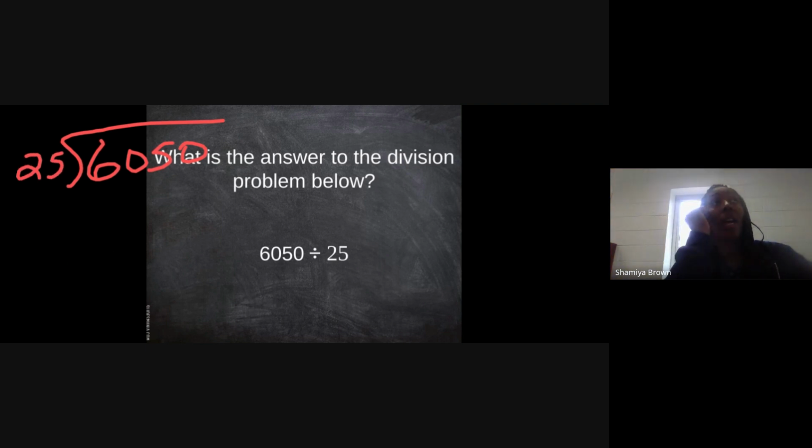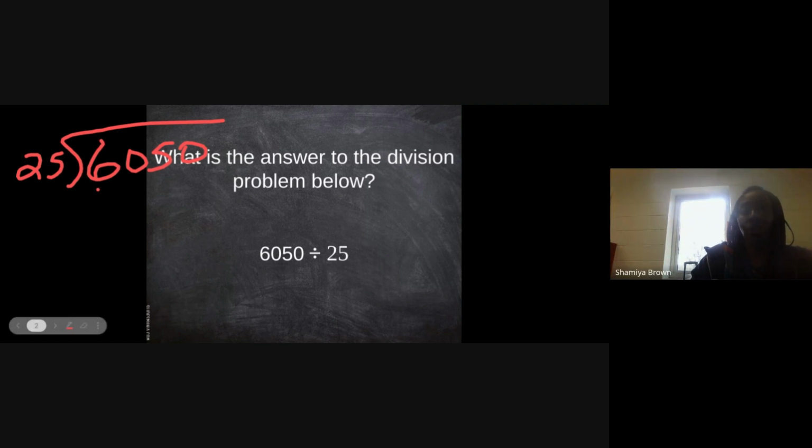Okay, so I need to see how many times. First thing I'm doing is division. Remember your steps: Dirty, Monkey, Smell Bad. So the first thing is division. So it's 60 divided by 25. That's my first step. So I need to see how many groups of 25 I can get out of 60.